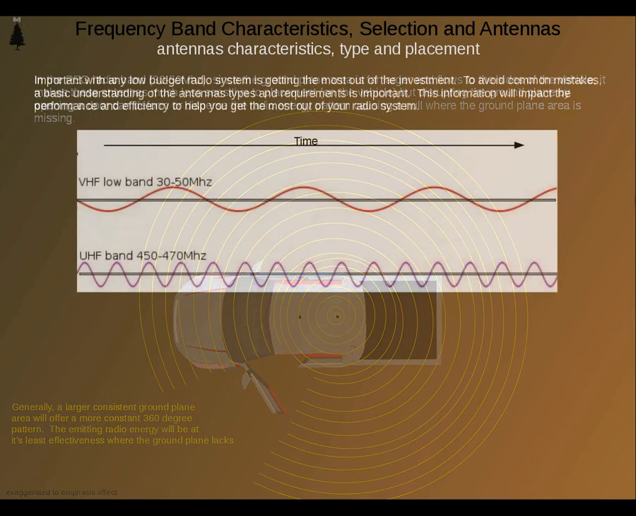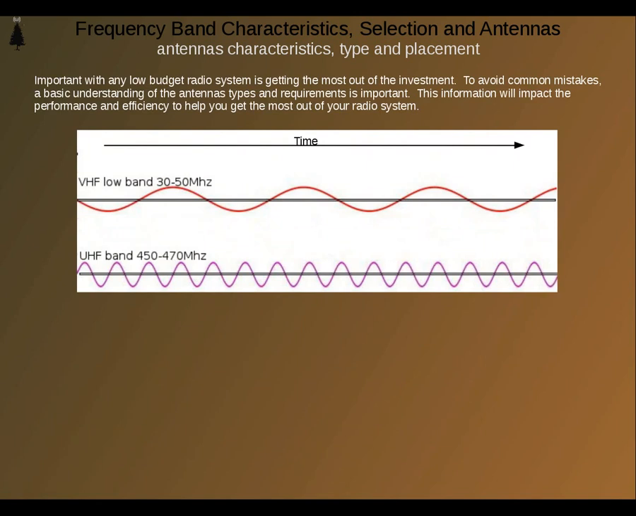Important with any low-budget radio system is getting the most out of the investment. To avoid common mistakes, a basic understanding of the antenna types and requirements is important. This information will impact the performance and efficiency to help you get the most out of your radio system.